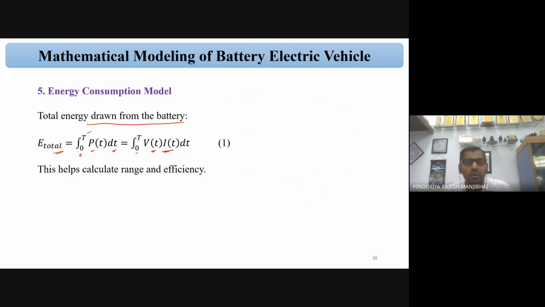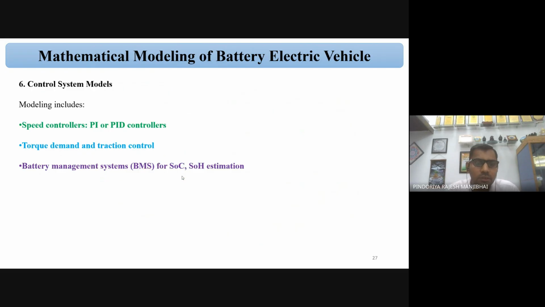There is a total area covered under the curve, maybe this is your curve and this is your time period. So how can we calculate the area? From the initial time to the maximum time, correct? Based on this, we can calculate the total energy, correct? This helps calculate the range and efficiency. Okay, so that is the energy.